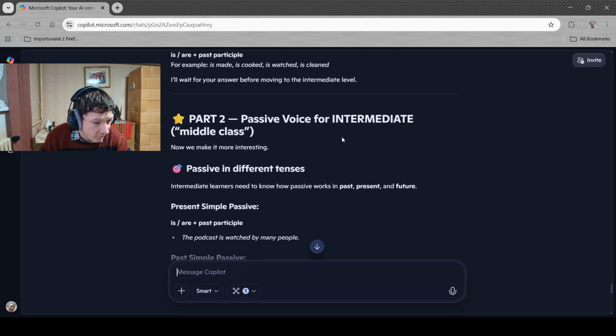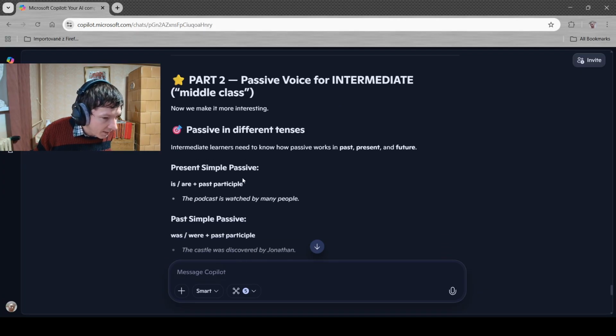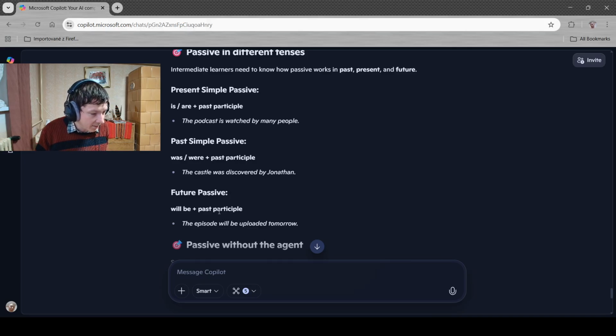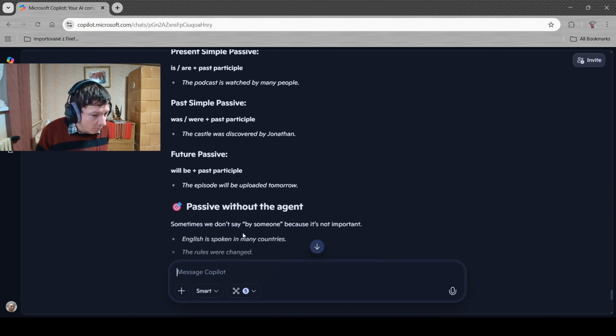Part 2. Passive voice for intermediate, middle class level. Yes, people. The best idea is to see it all and we can continue. Now we make it more interesting. Passive in different tenses. Intermediate learners need to know how passive works in past, present, and future. Present simple passive: is, are plus past participle. The podcast is watched by many people. Past simple passive: was, were plus past participle. The castle was discovered by Jonathan. Future passive: will be plus past participle. The episode will be uploaded tomorrow.